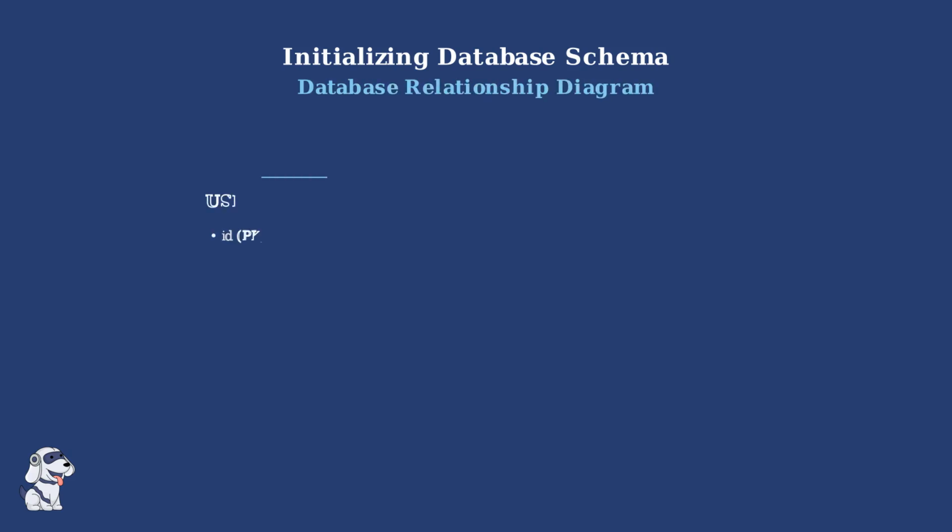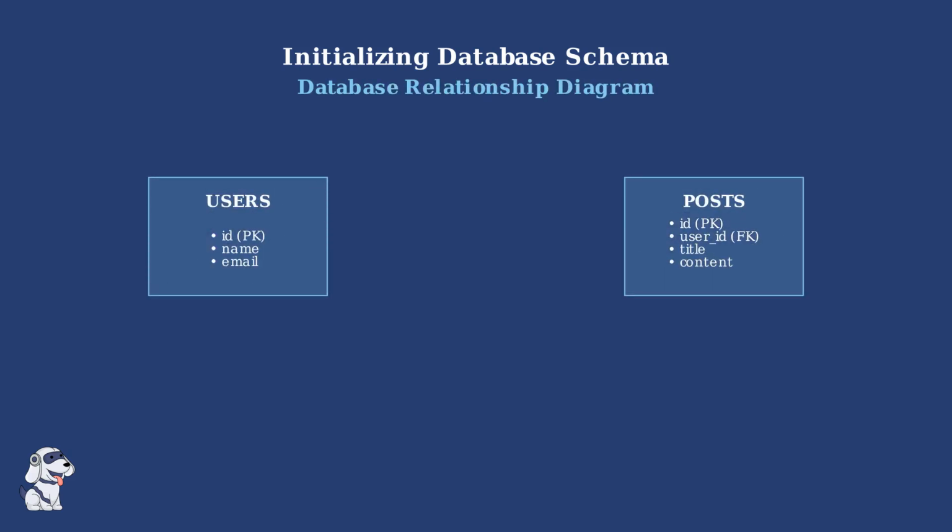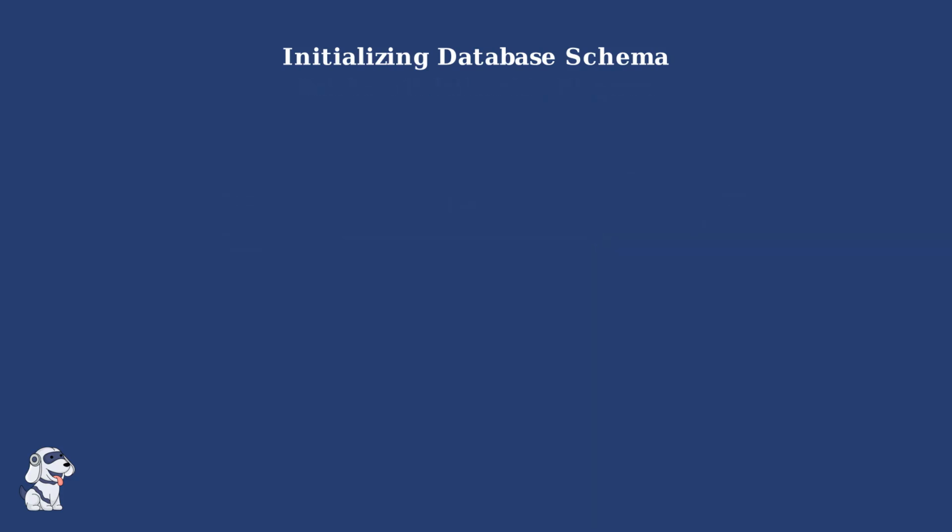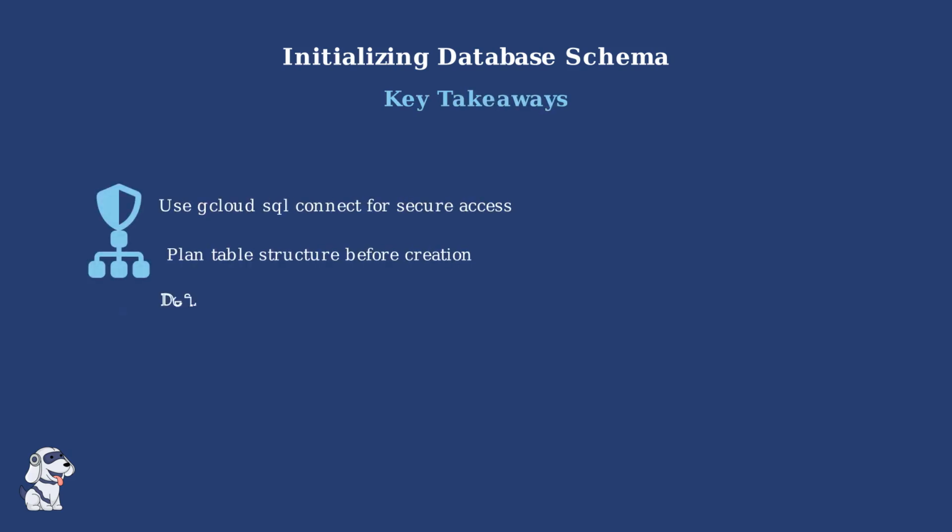Visual representation helps understand the relationship structure. Here we can see how the users table connects to the posts table through the user ID foreign key, creating a one-to-many relationship. Here are the key takeaways for initializing your database schema.